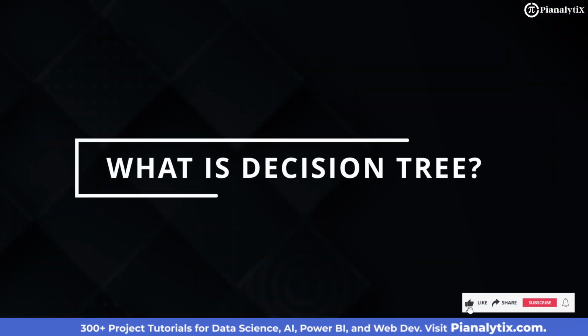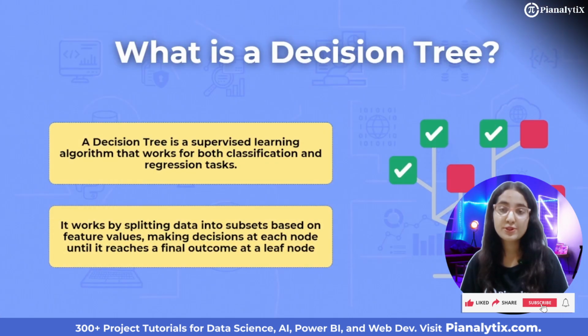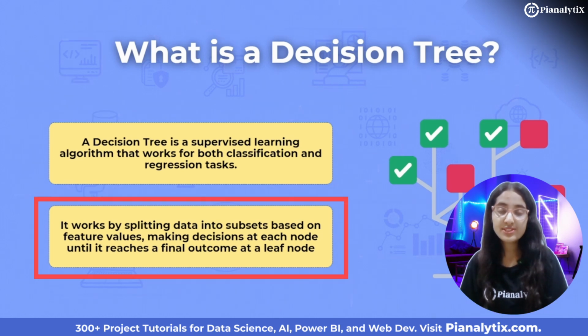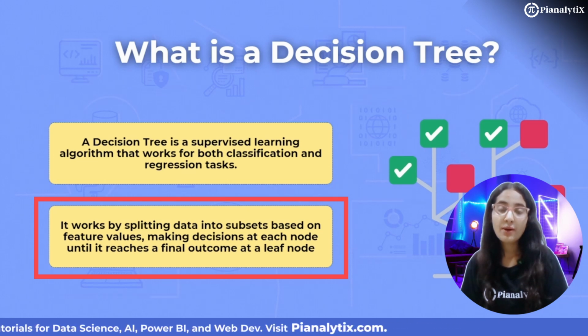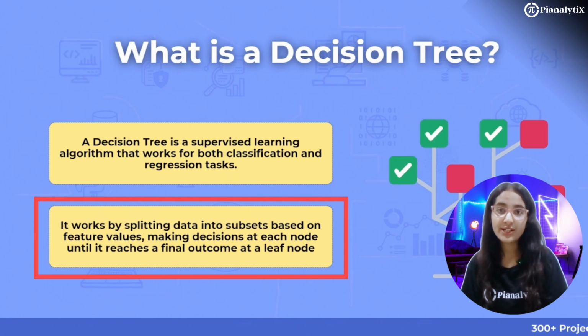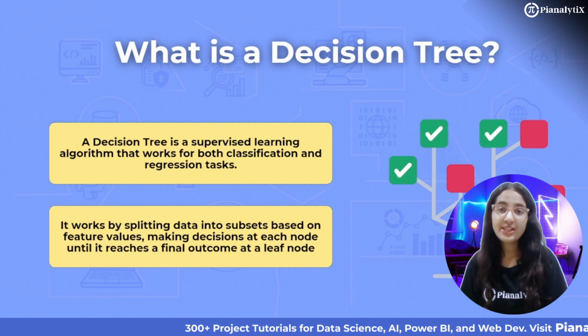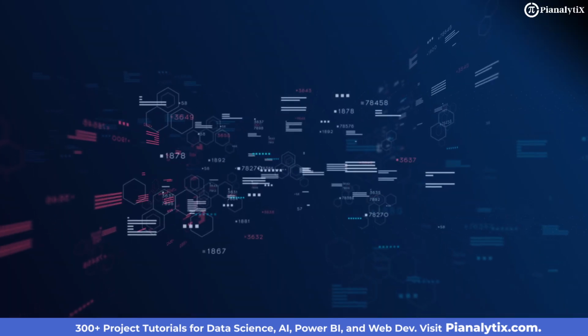Now, let's talk about decision tree, one of the most intuitive algorithms used for both classification and regression tasks. A decision tree is a supervised learning algorithm. It works by splitting data into subsets based on feature values, making decisions at each node until it reaches a final outcome at a leaf node. Each node represents a feature, each branch represents a decision rule, and each leaf represents the final prediction in decision tree.